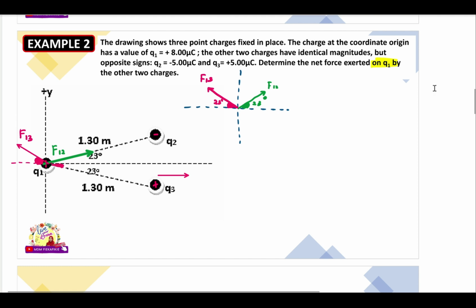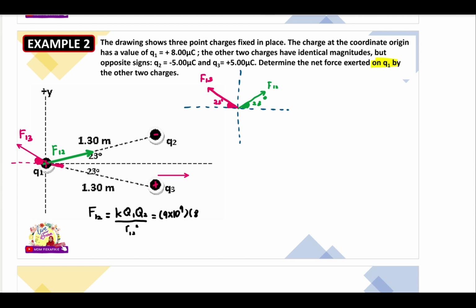Okay, so kita boleh kira lah F12 dengan F13 dulu. Sebab kita nak resolve kan nanti F12 dengan F13. So saya akan kira dulu F12, iaitu force between charge 1 and charge 2. Dan jarak antara charge 1 dengan charge 2 tu awak boleh tengok kat sini lah. Q1, Q2, 1.3. Q1 dengan Q3 pun sama, 1.3. Okay, so dia adalah R12 squared. So, you masukkanlah semua nilai dia.